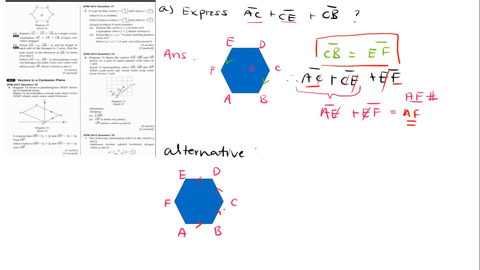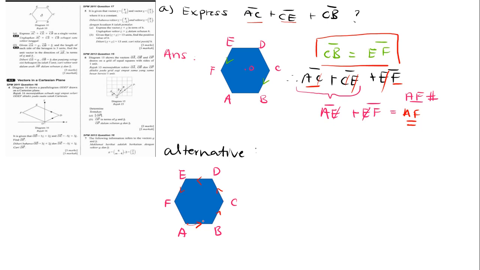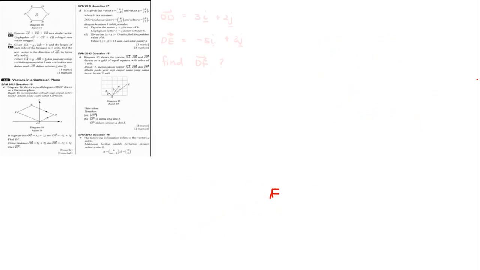Since CB is equivalent to EF, so this is CB. When you want to travel from E to F, is over here. So totaling up, you start here and you stop here. You go around this and you stop here. It's the same thing as traveling from here to here, which is A to F, right? So A to F. Same answer as the previous method.